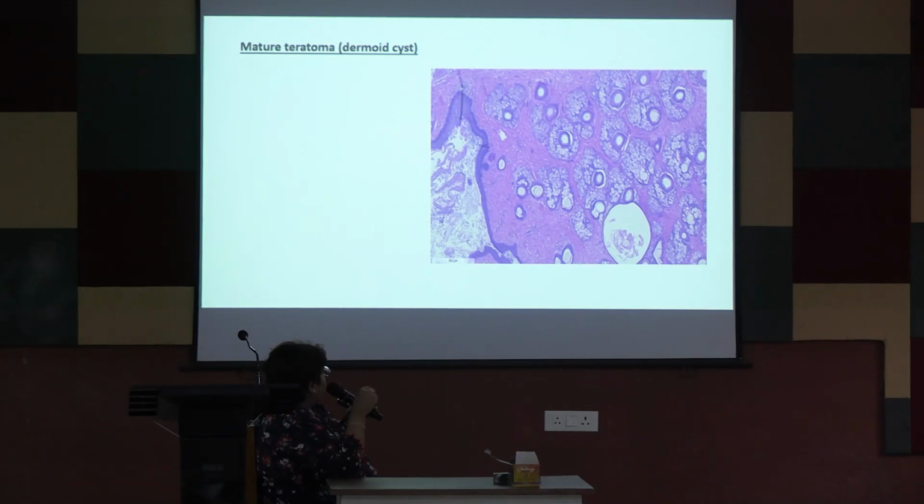This is a mature cystic teratoma. You can see the squamous lining. You can see the hair roots and sebaceous glands here.